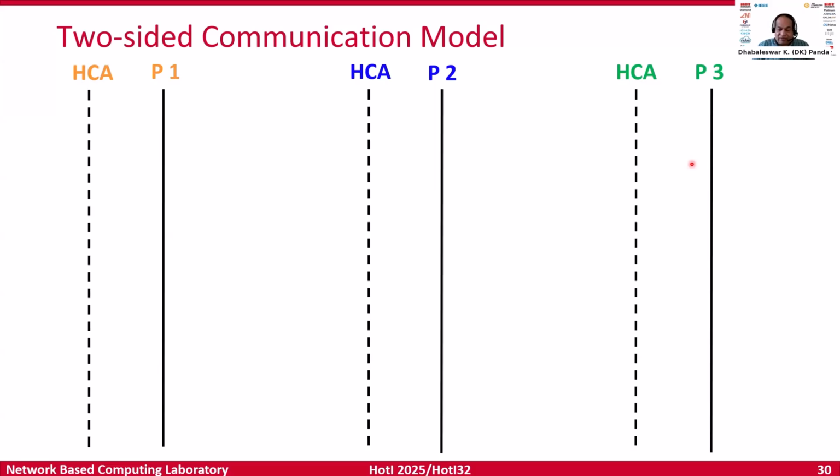Here you will see some animation. Let's say there are these three HCAs. HCA we'll call a host channel adapter or network adapter. There are infinite terminologies, but you can name it anything. There are three processes or three processor cores, and they're talking to each other.